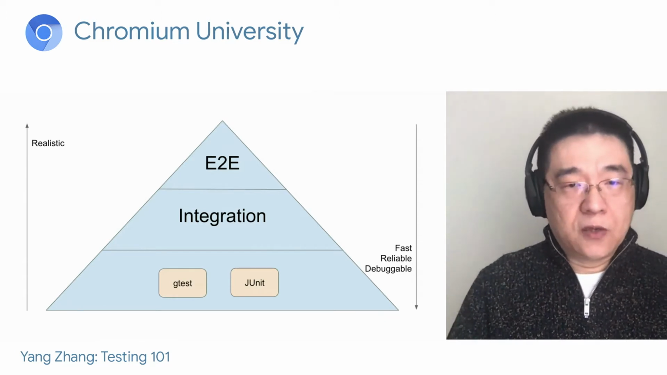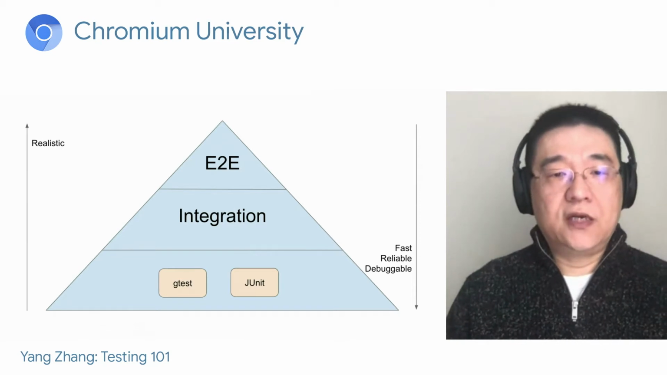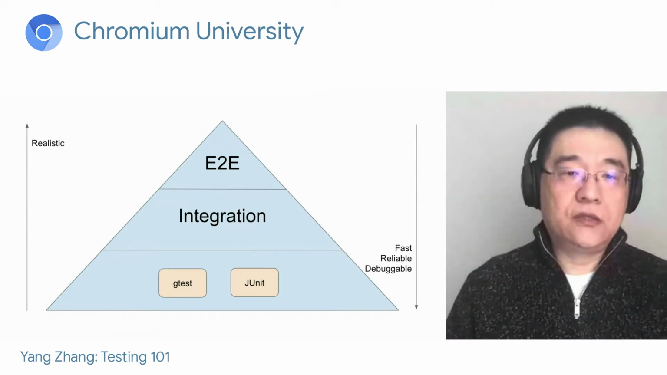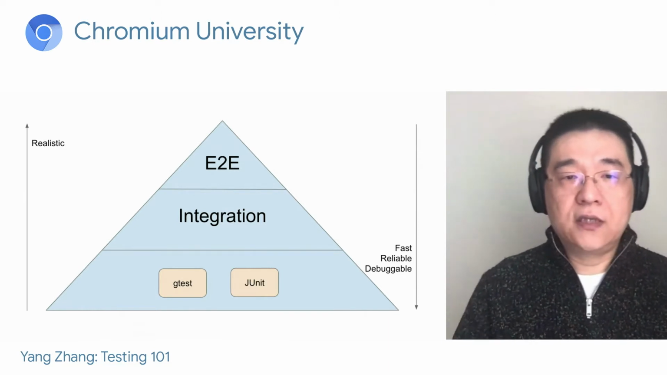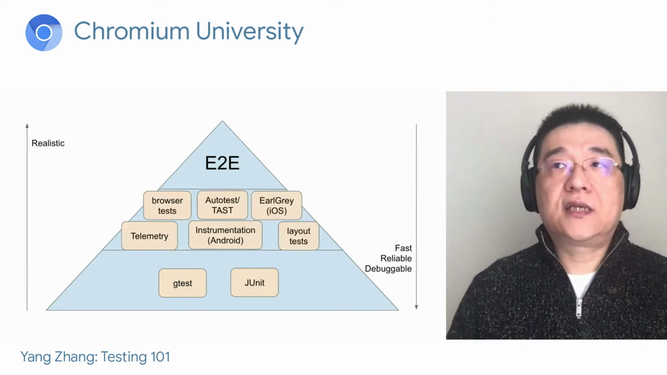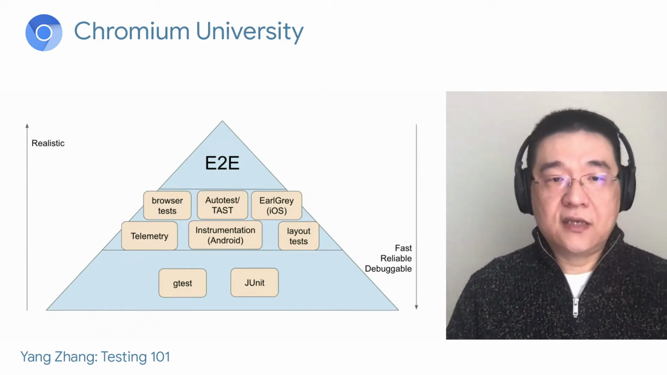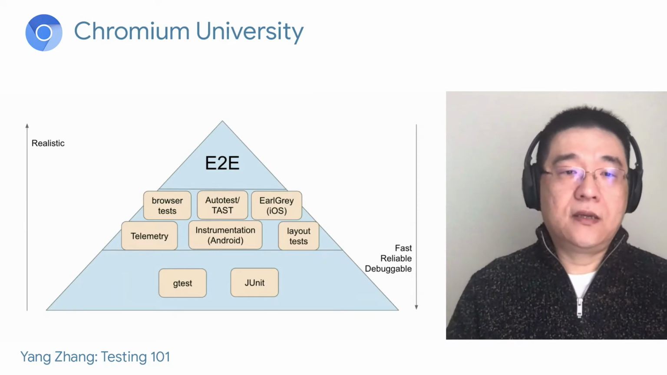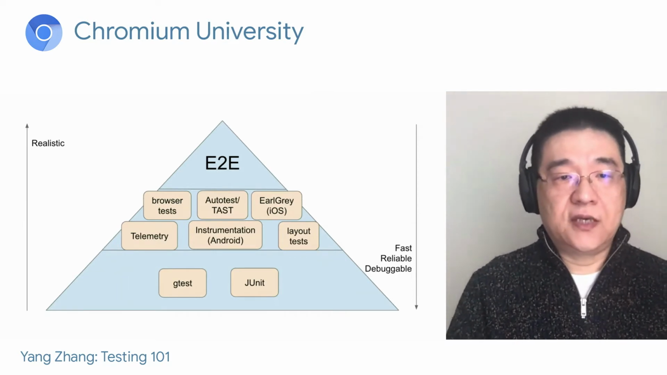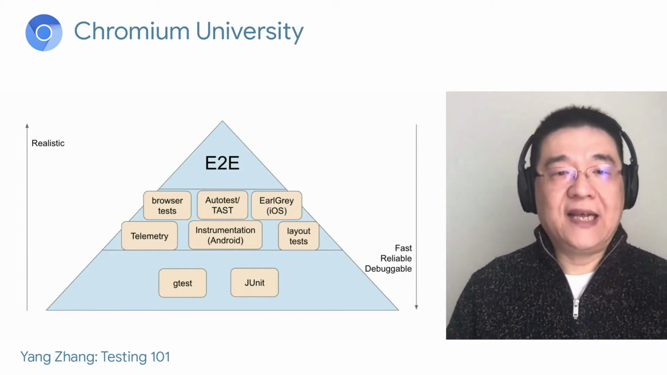So on Chrome, what are the unit tests? Let me list some examples here. JUnit is used for Android. GTest is used for Windows or iOS. The integration tests are things like browser tests. Autotest is for Chrome OS. EarlGrey is on iOS. Telemetry is for performance. Instrumentation tests are for Android, and there are also some layout tests.